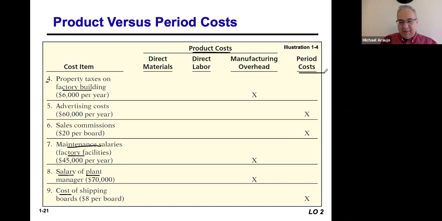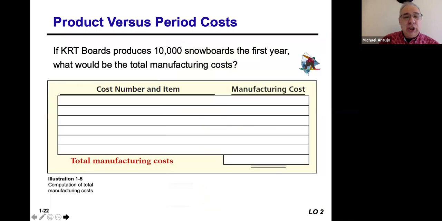Okay. All right. So this is something you're going to need to know and work on. You don't have homework on this. Over the weekend, I mean, what else do you have to do other than worry about product and period costs? I think it's well worth your time. You're going to be so happy.